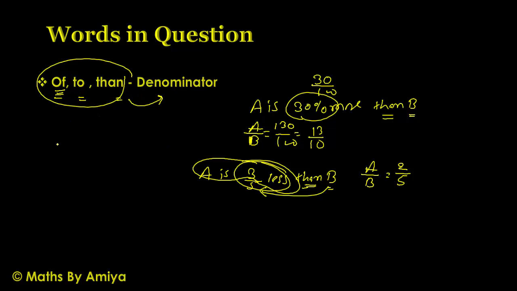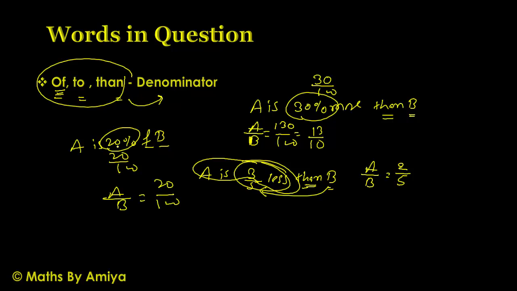Second one is the "of" problem. A is 20% of B. 20% is nothing but 20 by 100, and "of" is with B, so that means A upon B is nothing but 20 upon 100. Why only 20? Because no more or no less. Same, say A is 10 and B is 13.